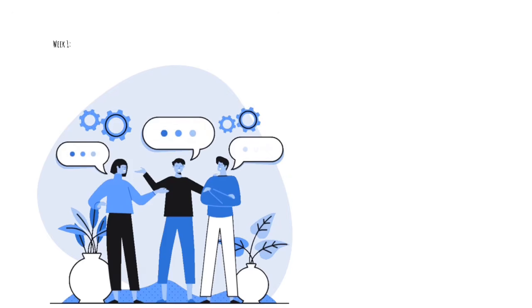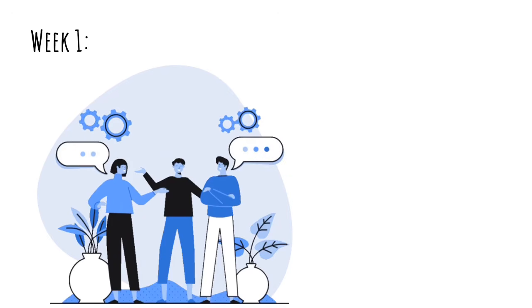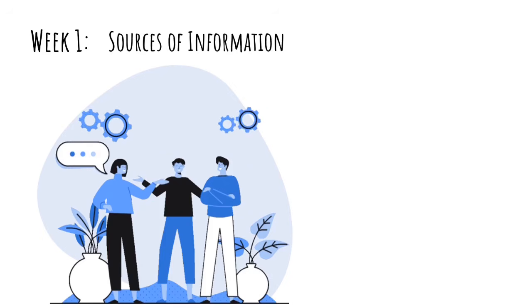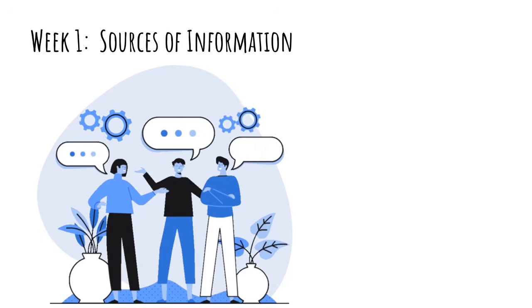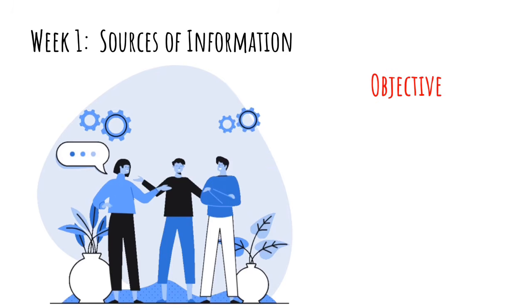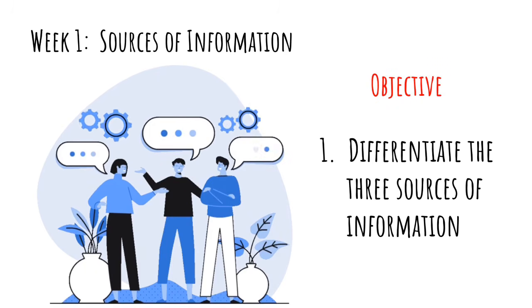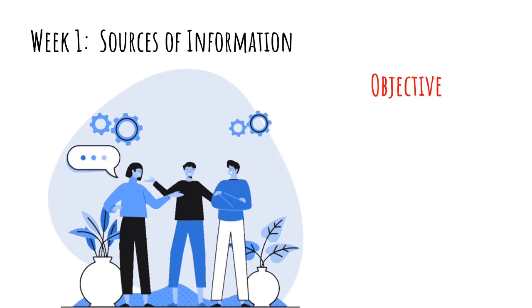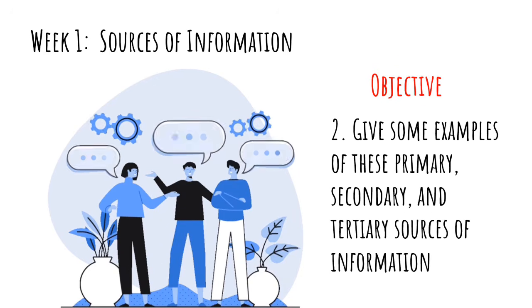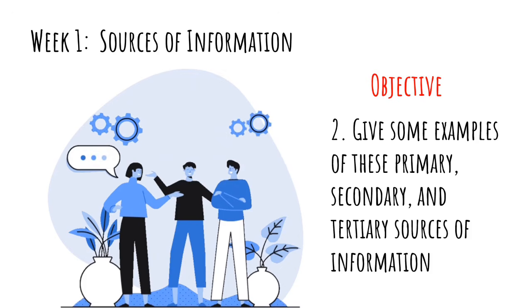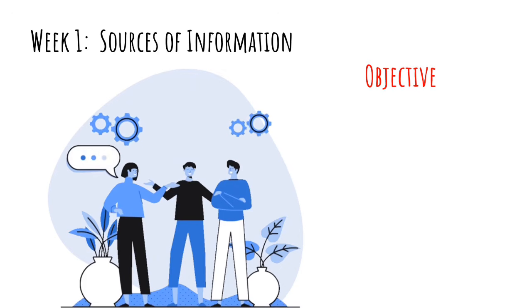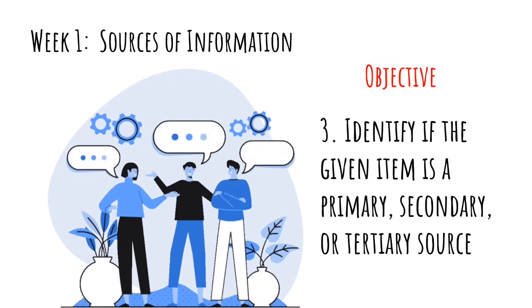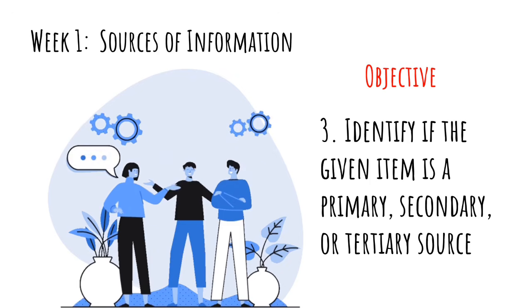For the first week of this quarter, we are going to discuss sources of information. By the end of this discussion, you will be able to attain 3 objectives. First, differentiate the 3 sources of information. Second, give some examples of these primary, secondary, and tertiary sources of information. And lastly, identify if the given item is a primary, secondary, or tertiary source.